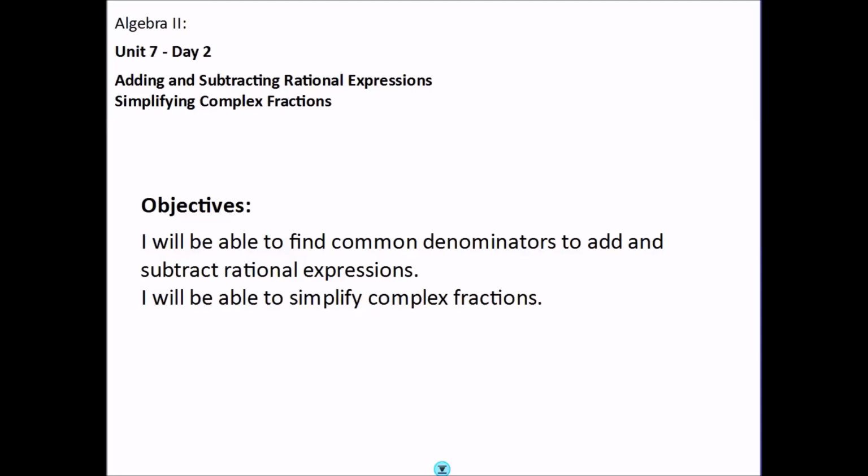Today we're going to talk about adding and subtracting rational expressions and simplifying complex fractions. So by the end of this video, you should be able to find the common denominators to add and subtract rational expressions, and you should be able to simplify complex fractions.